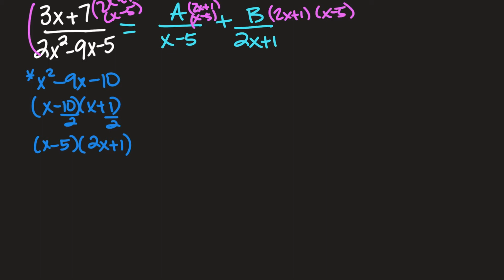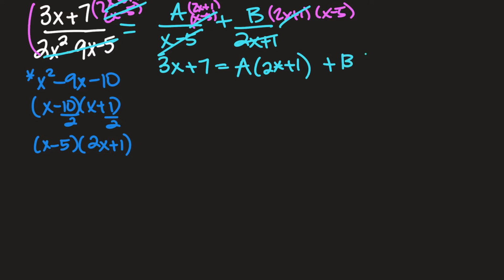Okay, so that is going to give me, this whole denominator goes away and leaves me with 3x plus 7 is equal to x plus 5, x minus 5 goes away, and leaves a times 2x plus 1, plus my 2x plus 1 goes away and leaves me with b times x minus 5. Okay, so then we now have to pick our values of x. So remember, it's a matter of what makes these 0 so that I only have one variable left in the problem. So I'm going to choose x equals 5 first.